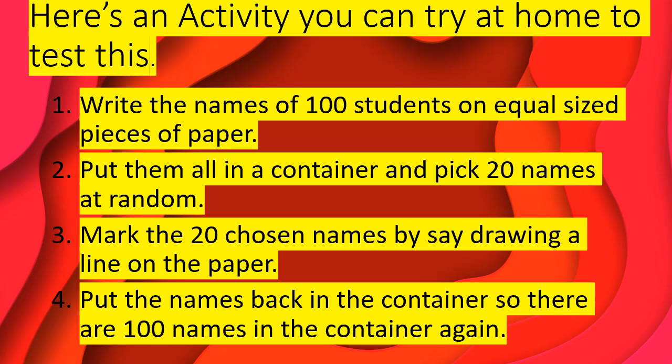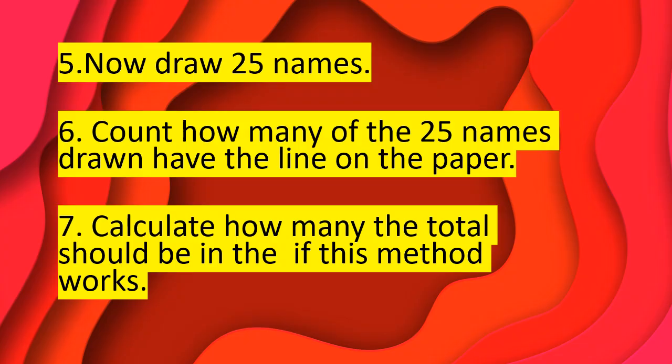Here's an activity you can try at home to test this. Write the names of 100 students on equal-sized pieces of paper. Put them all in a container and pick 20 names at random. Mark the 20 chosen names by, say, drawing a line on the paper. Put the names back into the container so there are 100 names in the container again. Now, draw 25 names. Count how many of the 25 names drawn have the line on the paper, and then calculate how many the total should be if this method works.